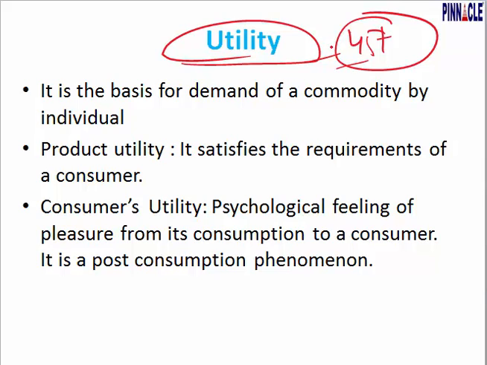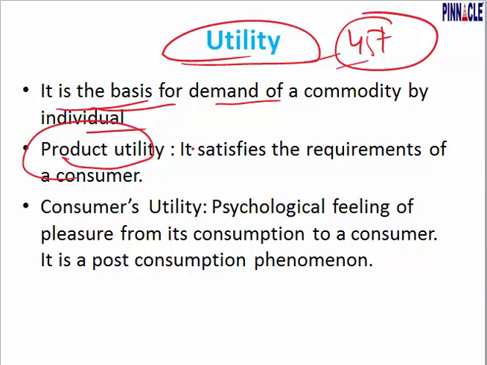of a firm, because microeconomics is all about the firm, while macroeconomics is related to the overall economy of a country, while microeconomics is related to micro, meaning ground level, that is, related to the firm. So utility is the basis for demand of a commodity by an individual.